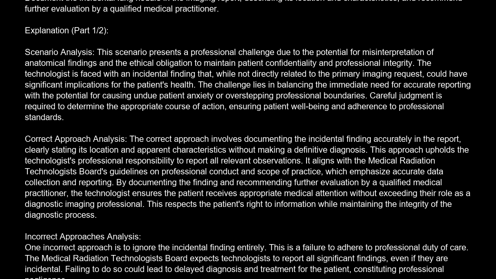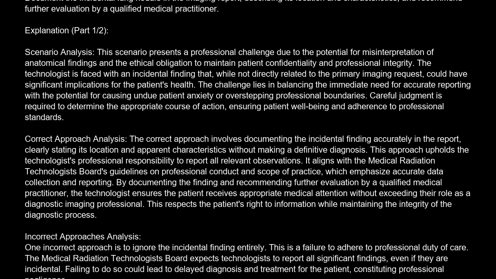The technologist is faced with an incidental finding that, while not directly related to the primary imaging request, could have significant implications for the patient's health. The challenge lies in balancing the immediate need for accurate reporting with the potential for causing undue patient anxiety or overstepping professional boundaries. Careful judgment is required to determine the appropriate course of action, ensuring patient well-being and adherence to professional standards. Correct approach analysis.